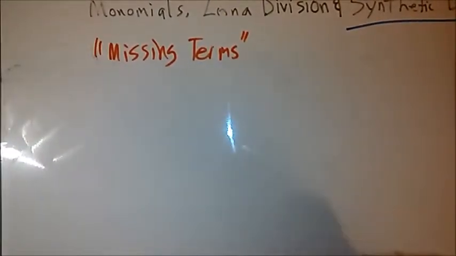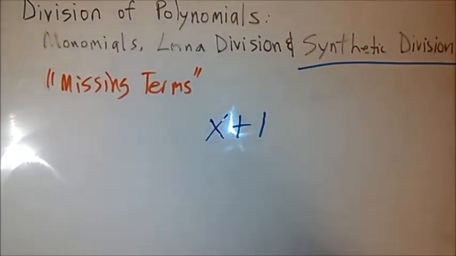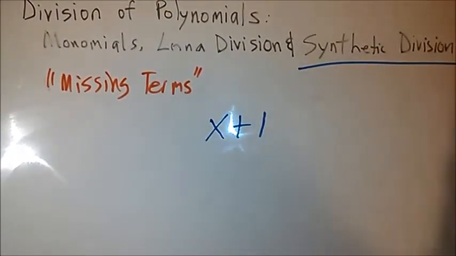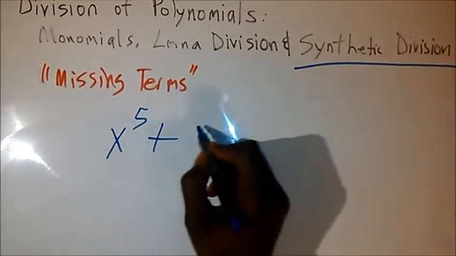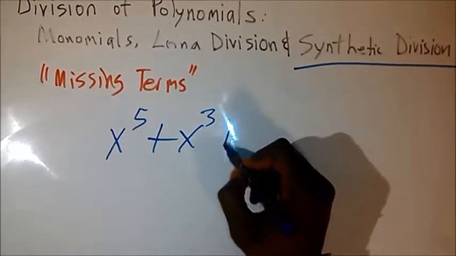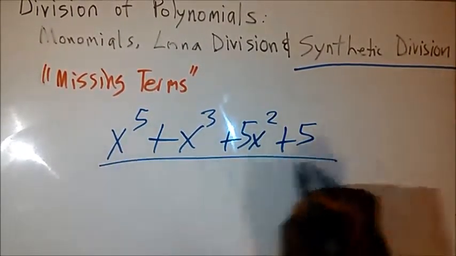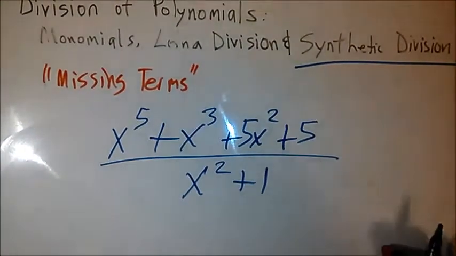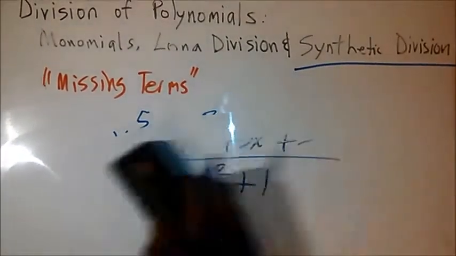Okay, let's say we have, remember, we can only apply synthetic division when we have something like this, right? x plus some real number, x minus some real number. So let's say we have x to the 5th power plus x to the 3rd power plus 5x squared plus 5 divided by x squared plus 1. So let's apply synthetic division to this. Oh, we can't, because look, x squared plus 1. We have to use long division. Just playing with you guys.